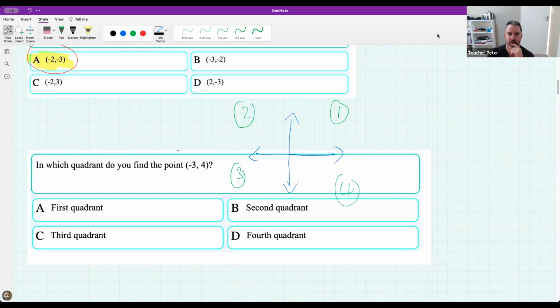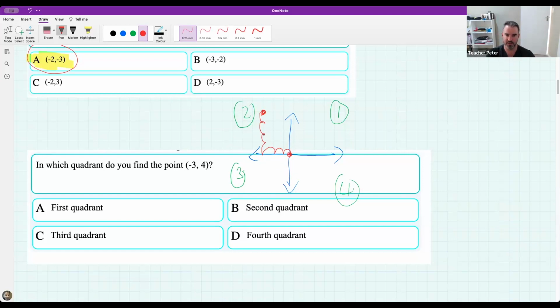Okay, let's have a look. If I start, you always start at the origin and you go 1, 2, 3 across to the left, and then you would go 1, 2, 3, 4. So I guess the point would be up here. What quadrant do you think that's going to be? Lock in your answer.